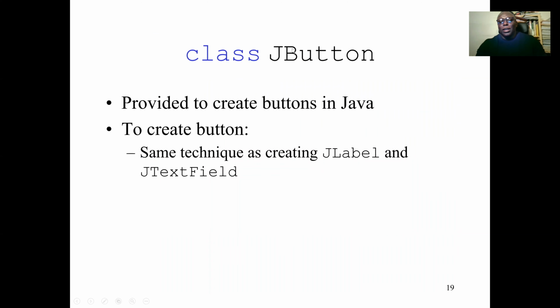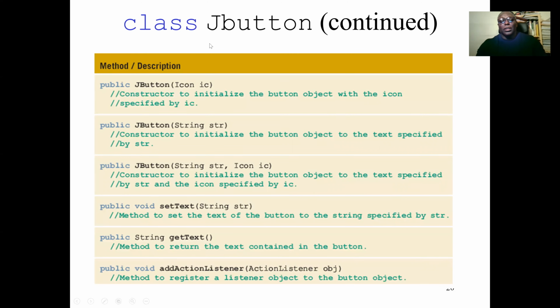Now the next will be the JButton class. This is again the class we are going to use to create our button objects. Same techniques as creating the JLabel and also the JTextField. So I'll use the JButton class constructor to create the JButton objects. And we have some methods that we can use to manipulate it.